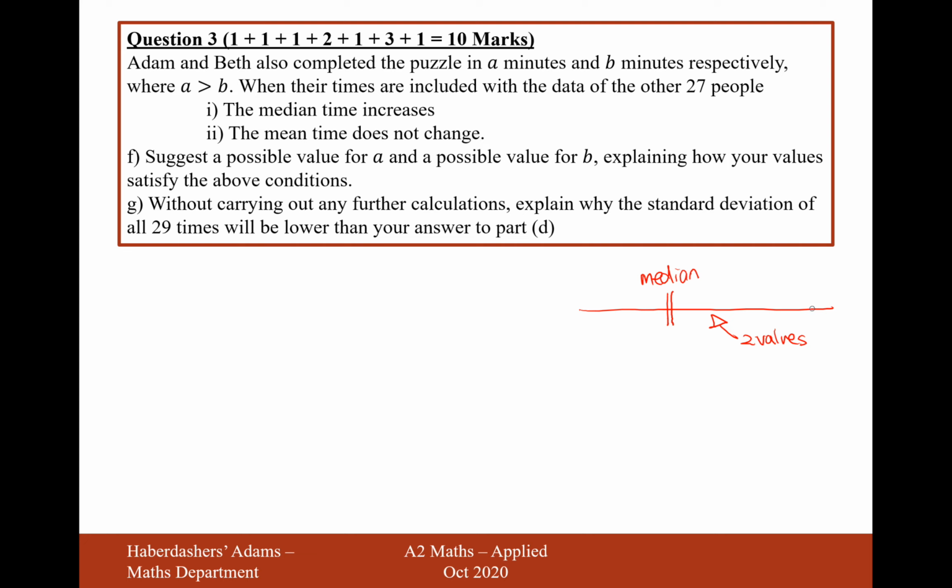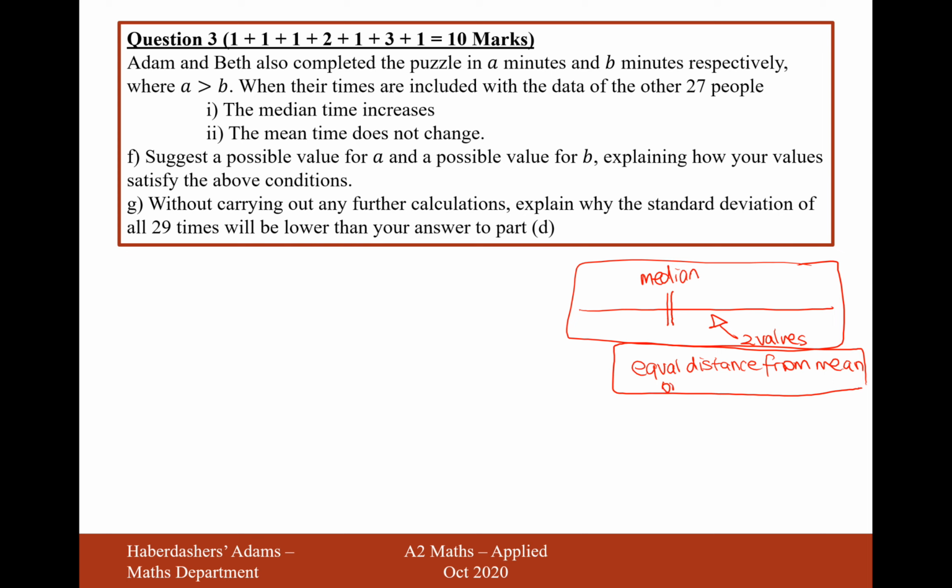Let's say you've got 27 values and the 14th data value is going to be the middle value. Well, now you've got 29 values, the 15th data value is going to be the middle data value. So that will move it up by 1. So we need two values on the right hand side of the median, but given that the mean does not change, they need to be an equal distance from the mean, either side of it. So it needs to satisfy these two conditions: two data values above the median, but an equal distance from the mean on either side.